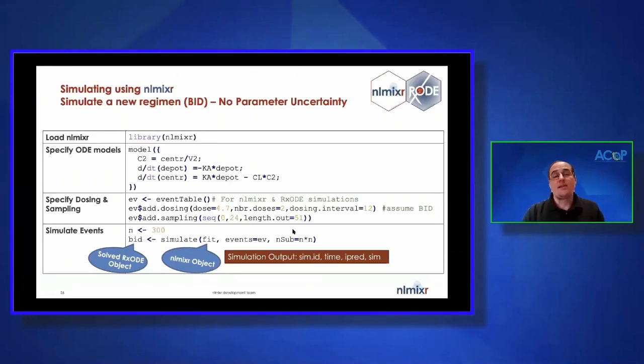The easiest way is to simulate with no uncertainty in your fixed parameter estimates, your omega parameter and your sigma parameter estimates. So in that case, you could have, say, 300 subjects. We're going to do this because we're going to try to keep this number of subjects in between the 2 examples. So in this case, I simulate that and use that BID object as a solved RxODE object with this fit as an nlmixr object, the new event table, and then the new subjects.